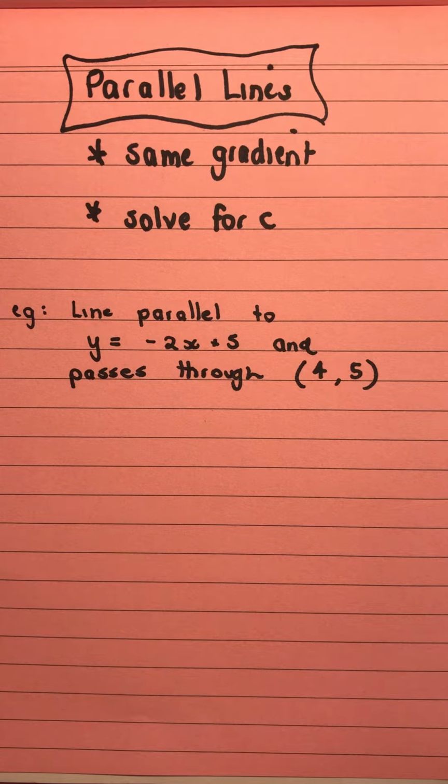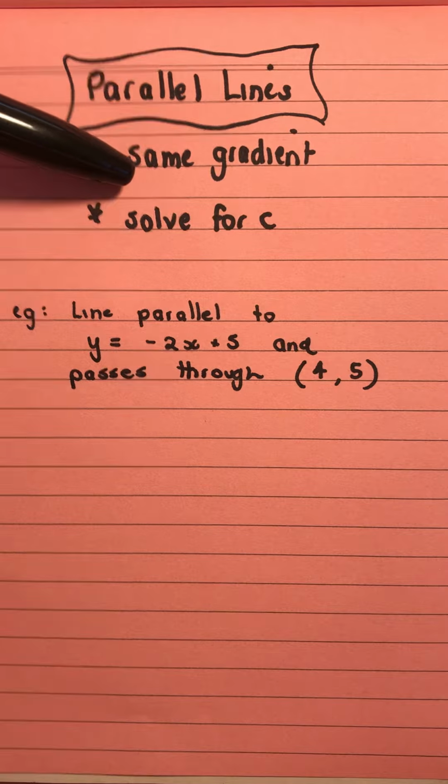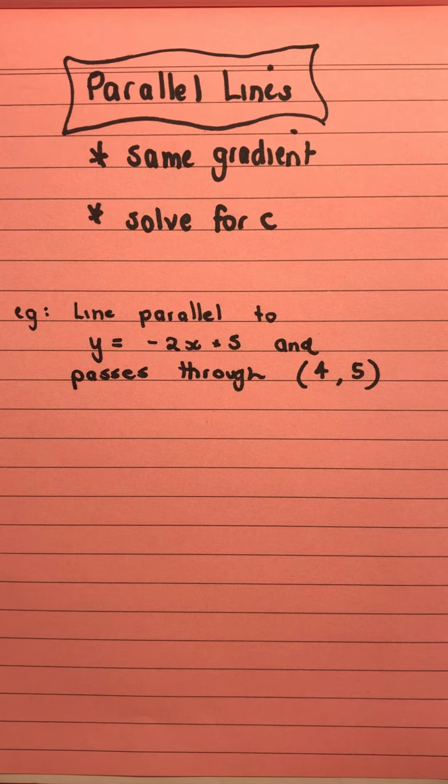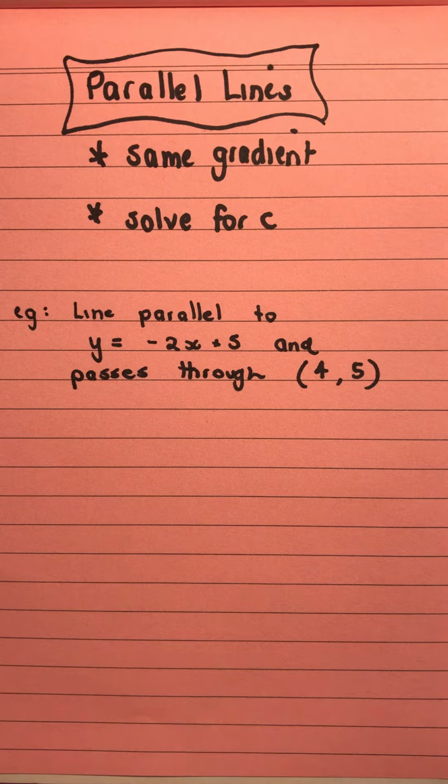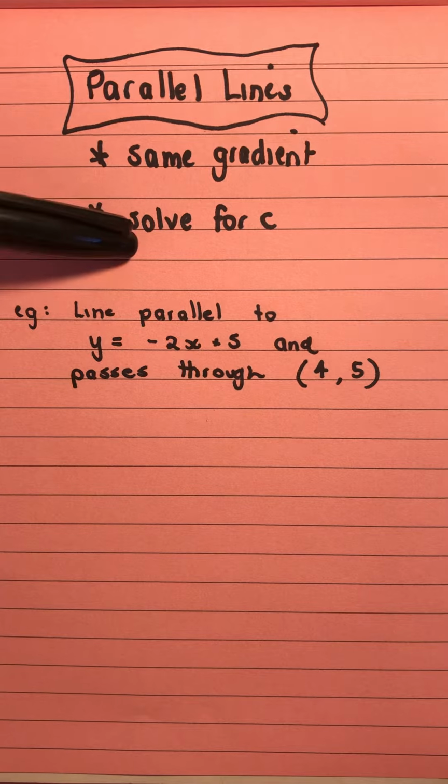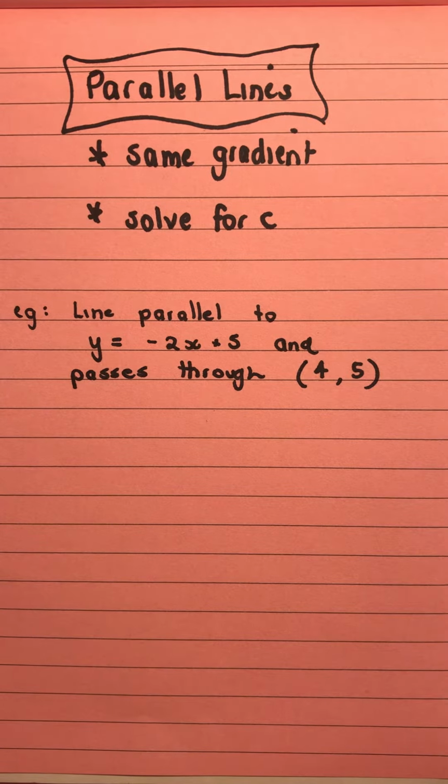Okay, looking at parallel lines and finding the equation for that. When we have parallel lines, they have the same gradient. So that's something that we can work out straight away when we have the question: we can work out the gradient of the other line based on what our first line is. Then we can solve for c. Generally we will be given a point that lies on that line so that we're able to solve for c. We might also be told what the y-intercept is, and that makes it even easier to do.